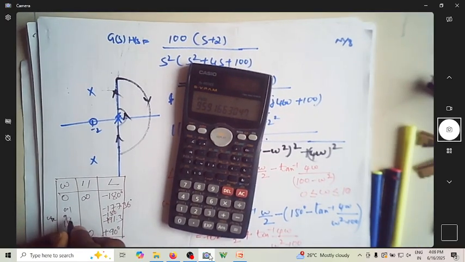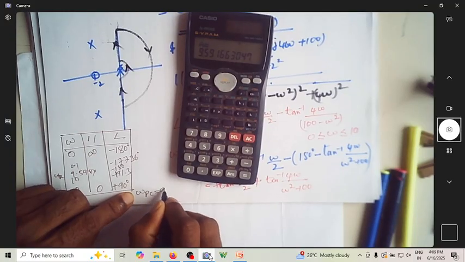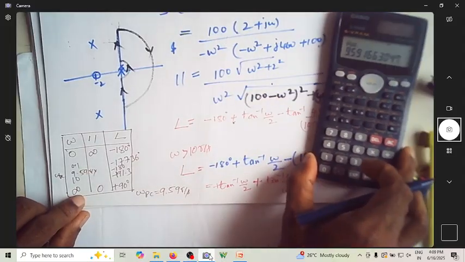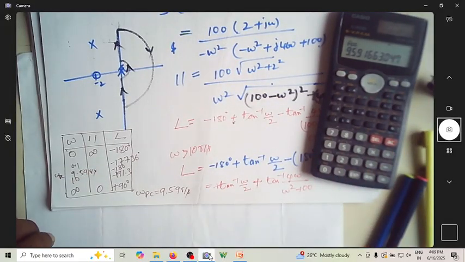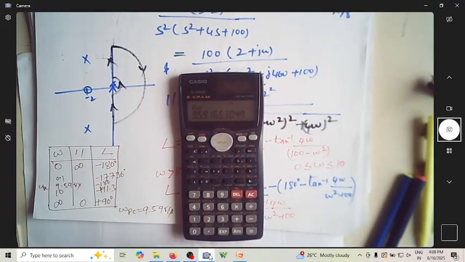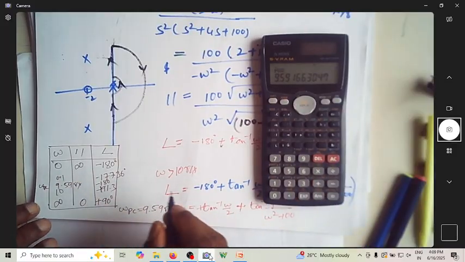Omega PC is 9.59 radian per second. Okay, done. And then of course I can find what is omega GC also.